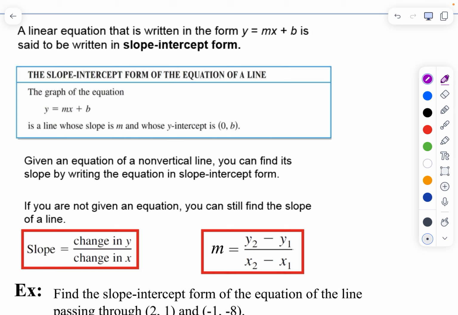Again, it's going up 7, but over 0. So the ratio is 7 over 0. Hopefully, even just my saying that out loud actually makes you uncomfortable. We can't divide by 0. You can't have 0 in the denominator of a fraction.